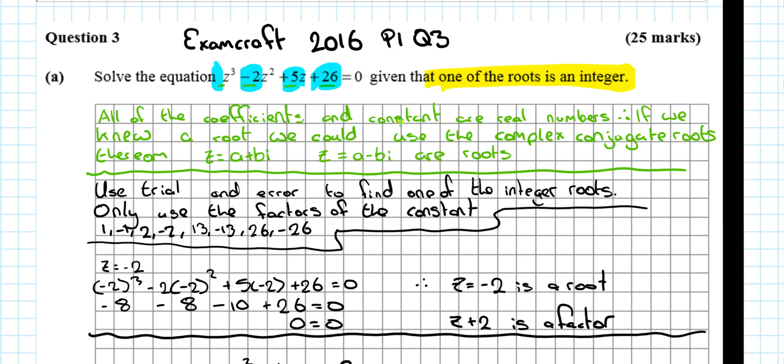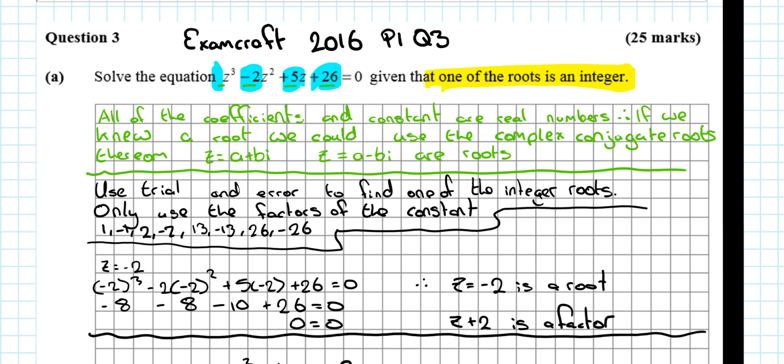So all the coefficients and the constants are real numbers. Therefore, if we knew a root, we could use the complex conjugate roots theorem. That is, if we knew that z is equal to a plus bi was a root, then we would also know that z is equal to a minus bi is a root. So if we had a complex number as a root, we would be able to find one of the other roots anyways, but we don't know a single root. We do know that one of them is an integer.